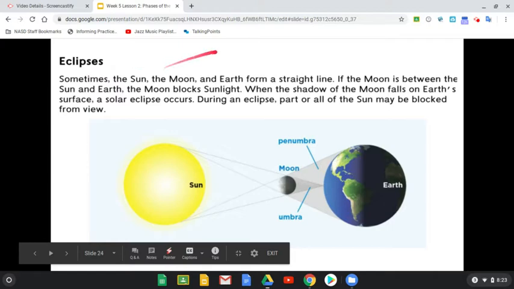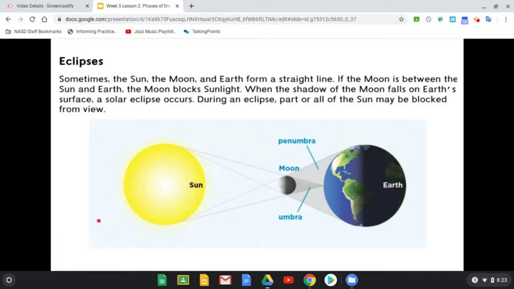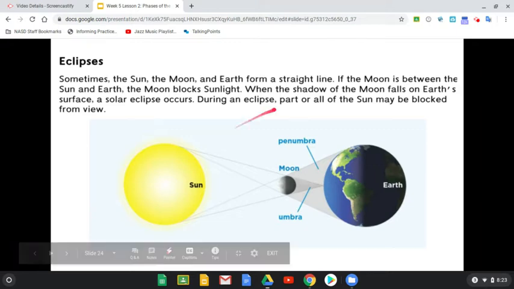Sometimes the sun, the moon, and Earth form a straight line. If the moon is between the Earth and sun, the moon blocks sunlight. When the shadow of the moon falls on Earth's surface, a solar eclipse occurs. During an eclipse, part or all of the sun may be blocked from view. So that is what an eclipse is.